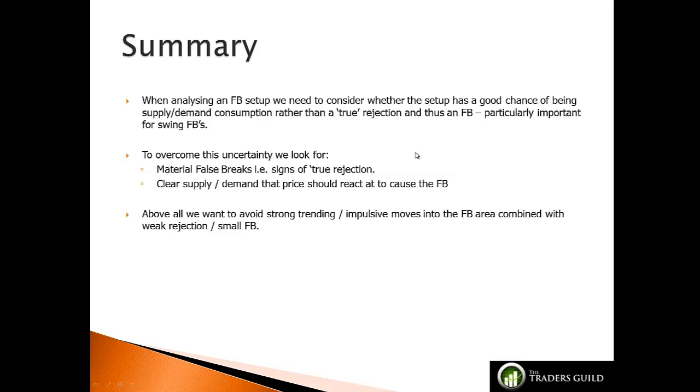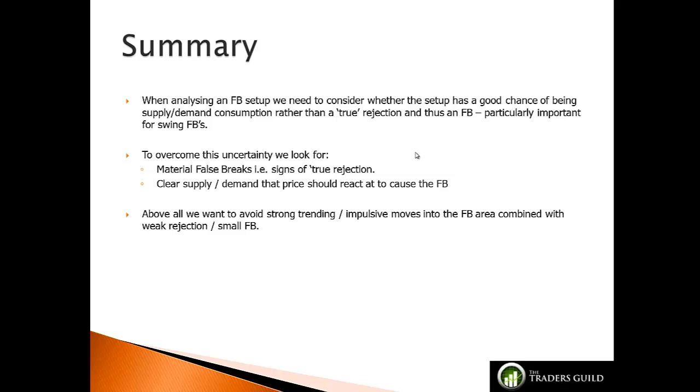So just to summarize, first of all we looked at a recap of video part 1, but more importantly, the takeaway from this video is that when analysing an FB setup, we need to consider supply and demand consumption and evaluate whether there is enough uncertainty whether the breakout bar and the overall picture is just supply and demand consumption, or whether it's a sign of true rejection and a true false breakout. There are 2 ways we can do this: look for materially sized false breaks, i.e. signs of true rejection, or find clear supply and demand that price should react at to cause the false breakout.